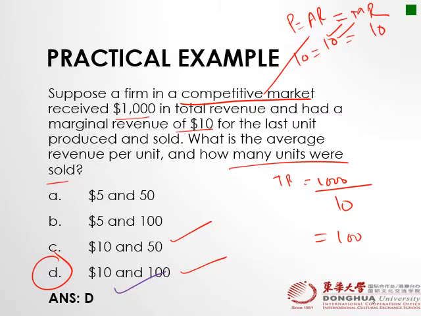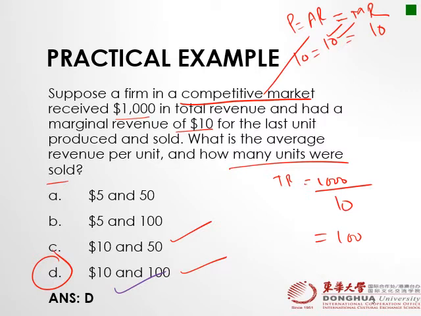Okay, a competitive firm received $1,000 in total revenue. We have total revenue equal to 1,000, and had a marginal revenue of $10 for the last unit produced and sold. Okay, what does it mean? It means if marginal revenue is 10, then AR is also 10 and price is also 10, the market price, right? So what you have to do is find out the average revenue. We already found out that it is 10. So the answer is going to be either C or D.